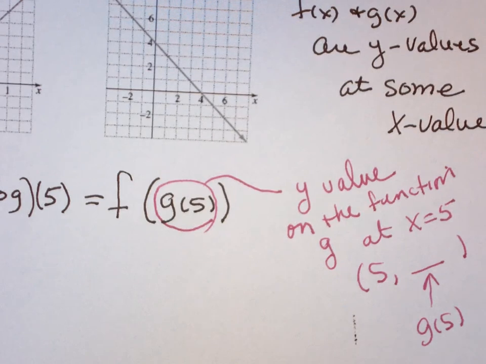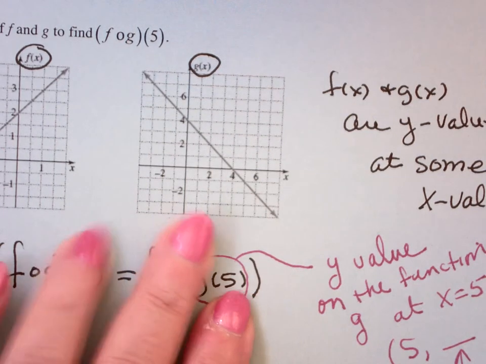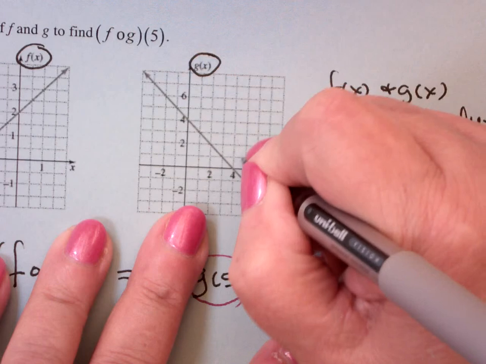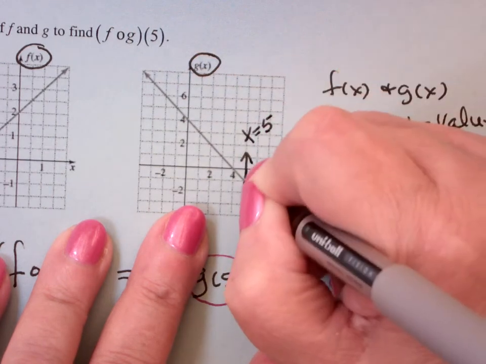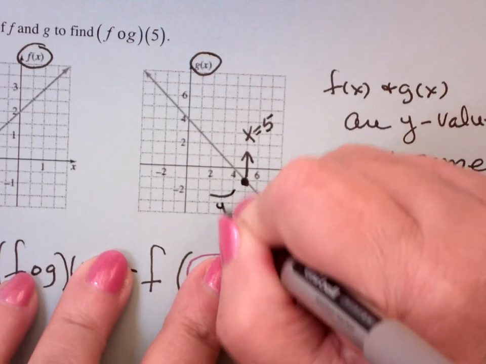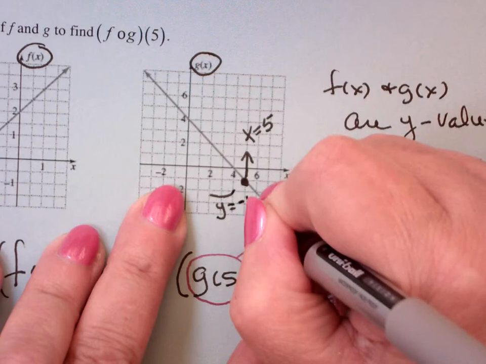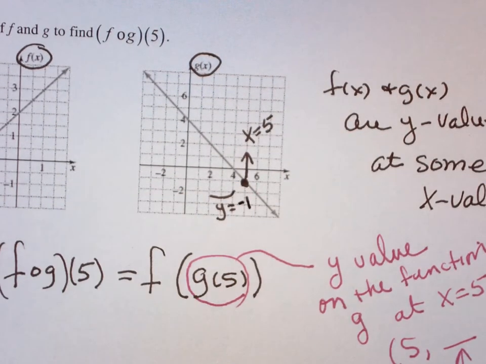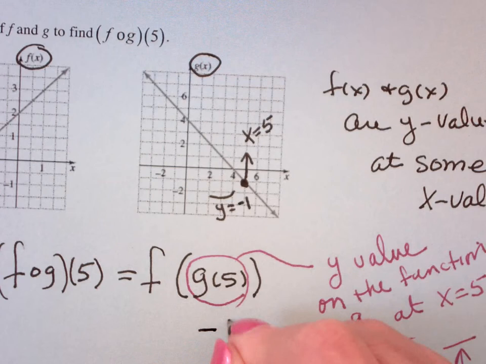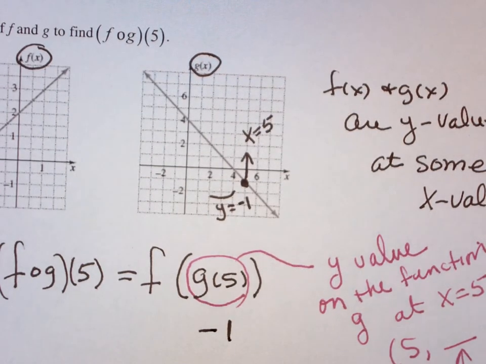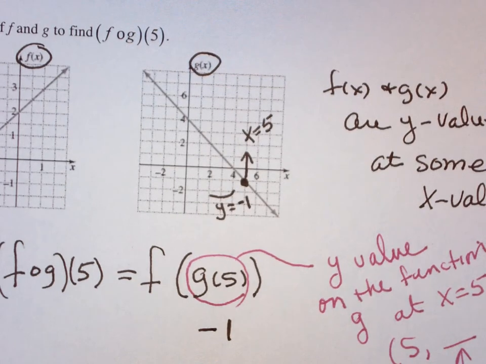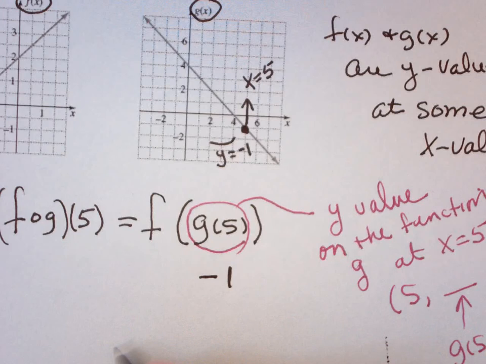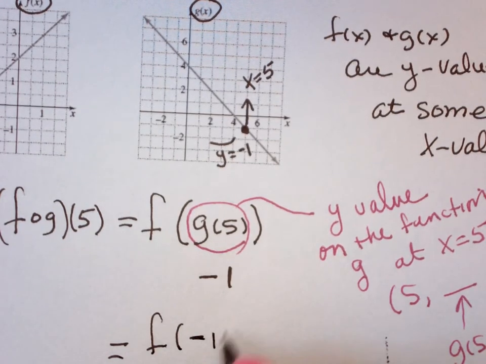G of 5 is the other half of that coordinate point. It says if x equals 5, what's g of 5? If x equals 5, what's y? So if I come up here and look at the function g, here's an x value of 5. I come down here, the y value is what? Negative 1. That makes g of 5 negative 1. So what I'm looking for now is f of negative 1.